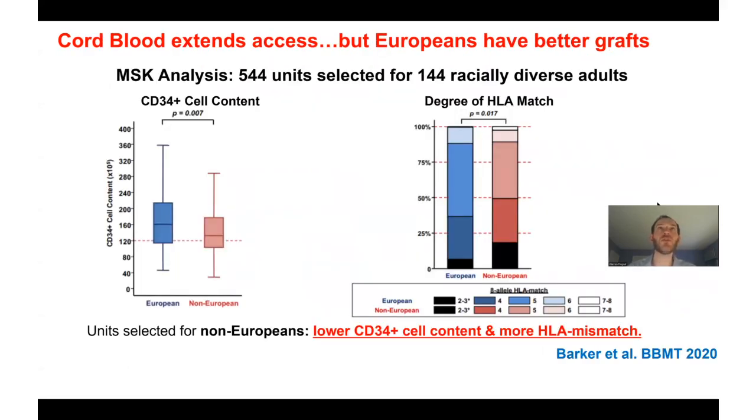But also, for those who do have a graft, their grafts may not be equal. Here's a study, again from Sloan Kettering, showing that cord blood transplantation extends access, but Europeans have better grafts than non-Europeans. In this 544 unit analysis for 144 racially diverse adults, you can see on the left that Europeans had a higher CD34 cell count per graft than non-Europeans. And on the right, you can see that the Europeans had a higher degree of HLA match compared to the non-Europeans.